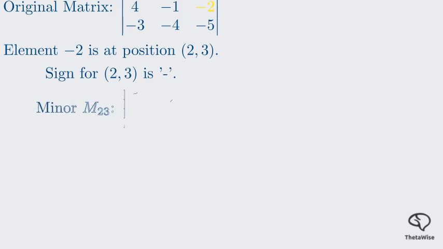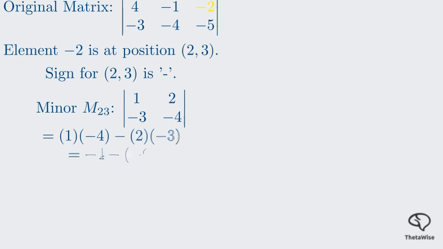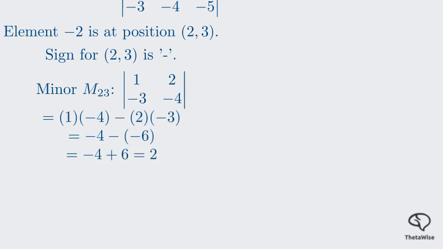First, we need to find the minor. We cover the second row and third column, leaving the 2 by 2 matrix 1, 2, negative 3, negative 4. Its determinant is 1 times negative 4 minus 2 times negative 3 equals negative 4 minus negative 6 equals negative 4 plus 6 equals 2. So the minor is 2. The cofactor is negative 1 times the minor, which is negative 1 times 2, giving us negative 2. The cofactor of negative 2 is negative 2.